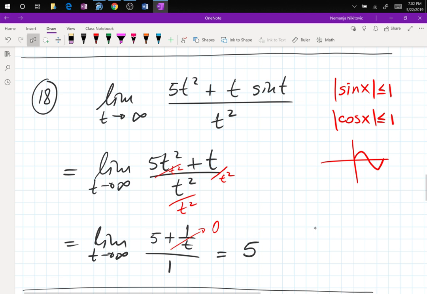So just be careful when the trig ones come up. If they are alone, sine and cosine, then the limit doesn't exist. If they are part of the bigger problem and they're divided by a value, then most likely you will be replacing them by 1 and then just go from there. Good.